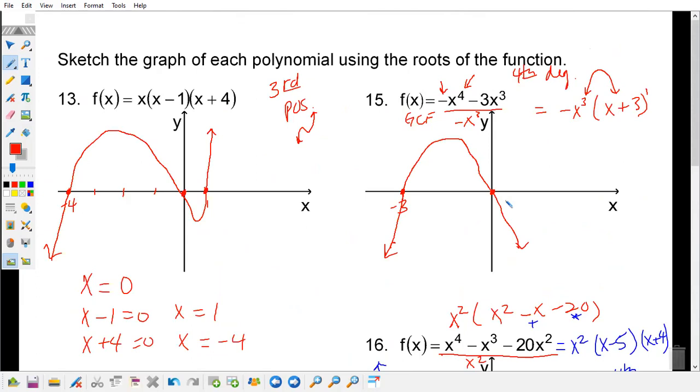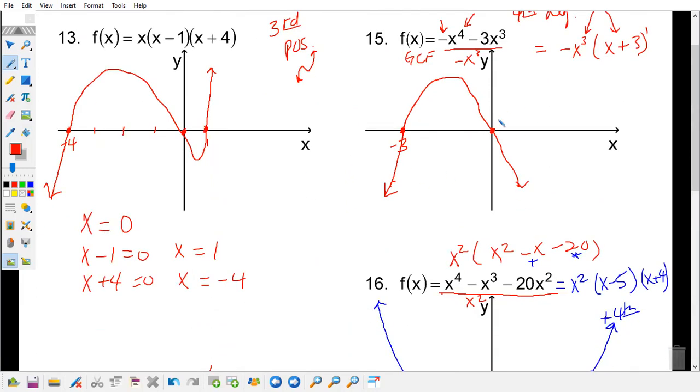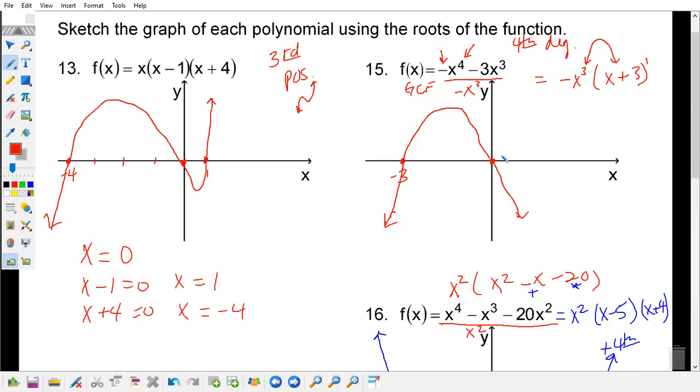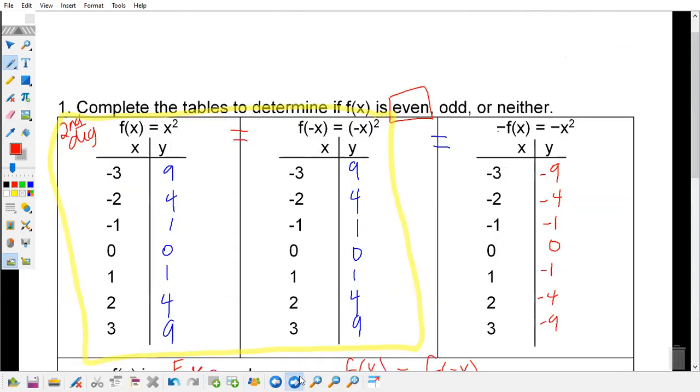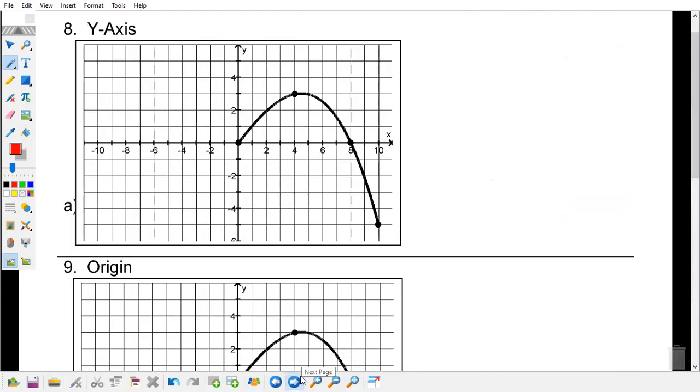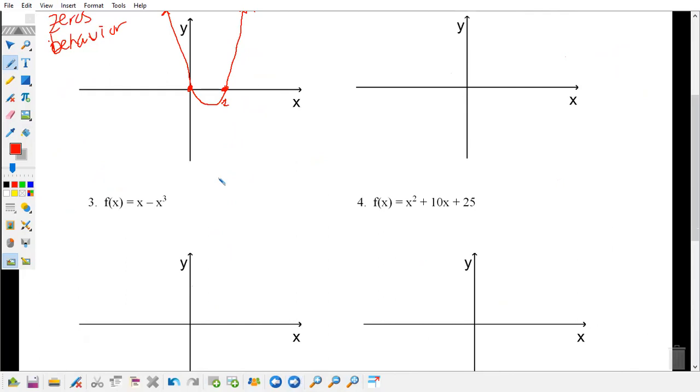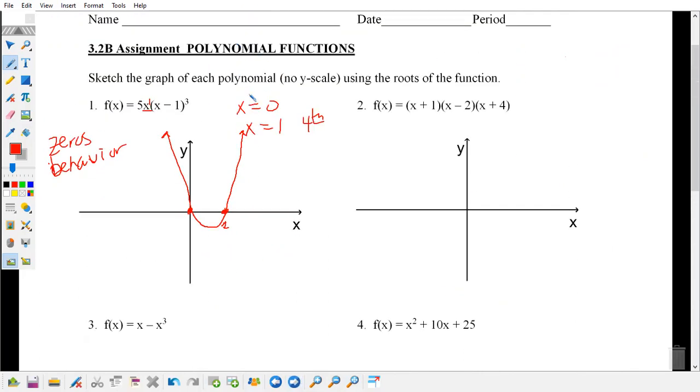Find the rest of 3.2b using these notes. Which notes are those? 3.2a from Friday. Okay. So finish out your graphs, check with your peers, and then begin making your actual graphs. Notice how I said no y scale. That means I don't care. Just make sure you're understanding the end behaviors and where your zeros are. Okay. Got it.